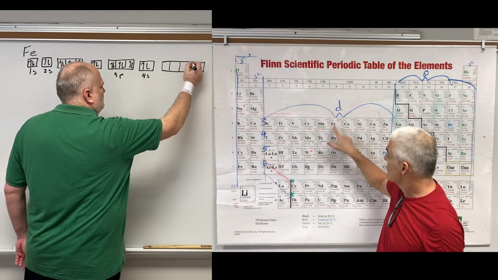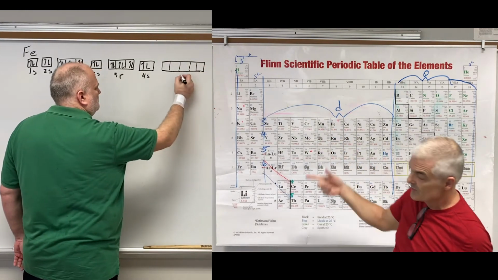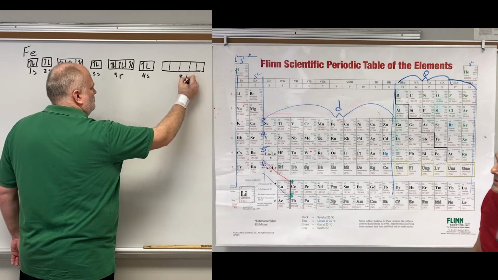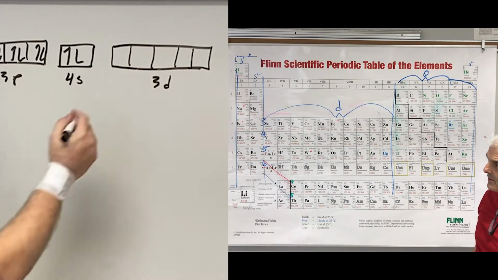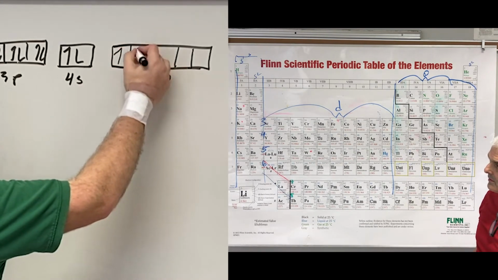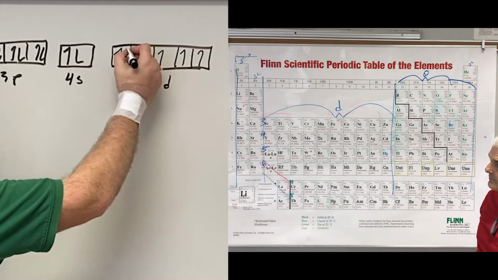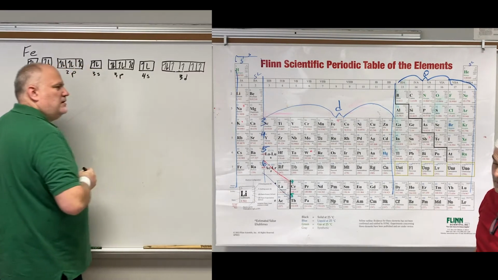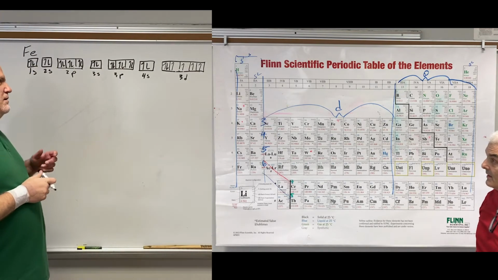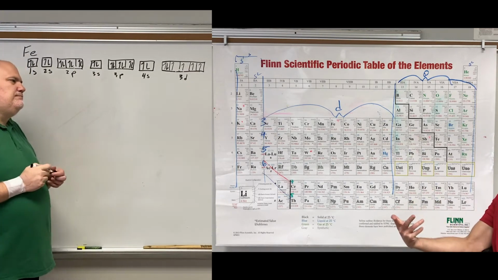Now notice that we have to fill in 6 electrons. So watch how Mr. Dmitrowicz writes these electrons. According to Hund's rule, we go one in each one: 1, 2, 3, 4, 5. And then we go back to the beginning and we put our 6th electron in. And that's what we end up with. That's it.